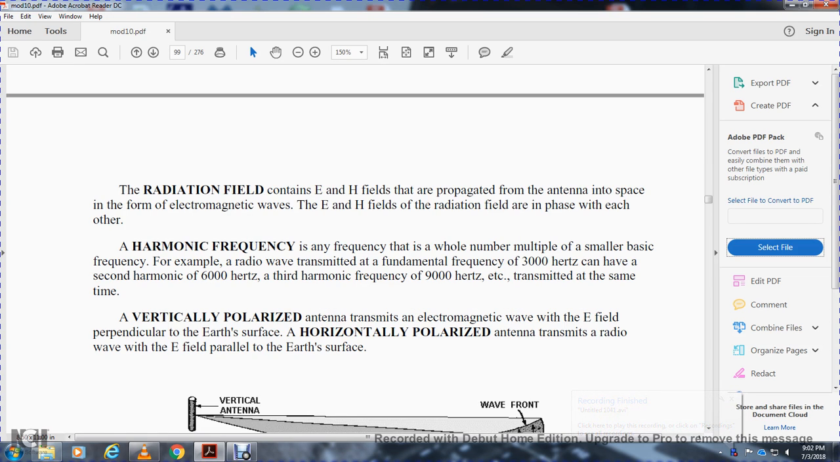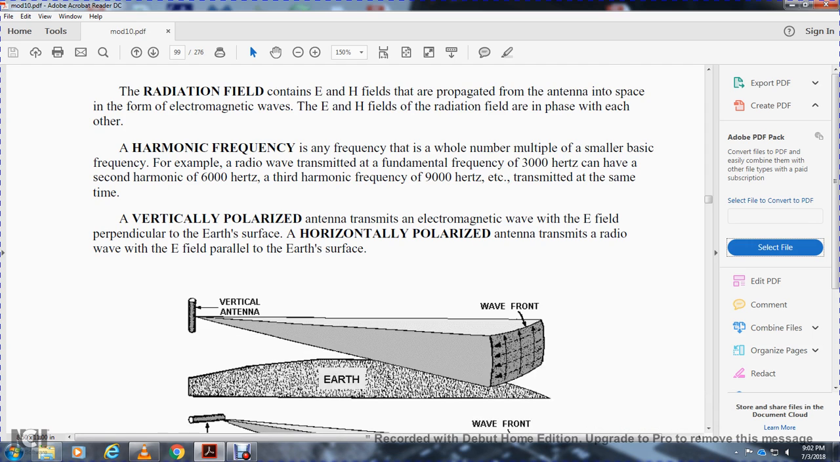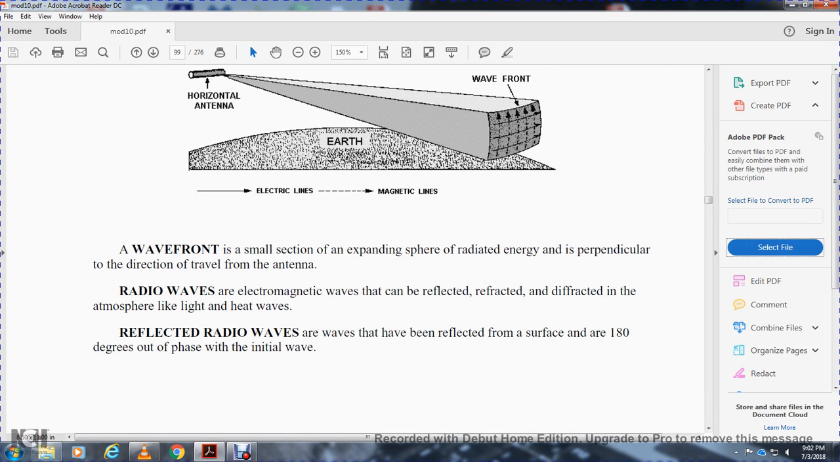A vertically polarized antenna transmits the electromagnetic wave with the electric field perpendicular to the Earth's surface. A horizontally polarized antenna transmits the radio wave with the electric field parallel to the Earth's surface. A wavefront is a small section of a spherical surface of the radiated energy, particularly in the direction of travel from the antenna.